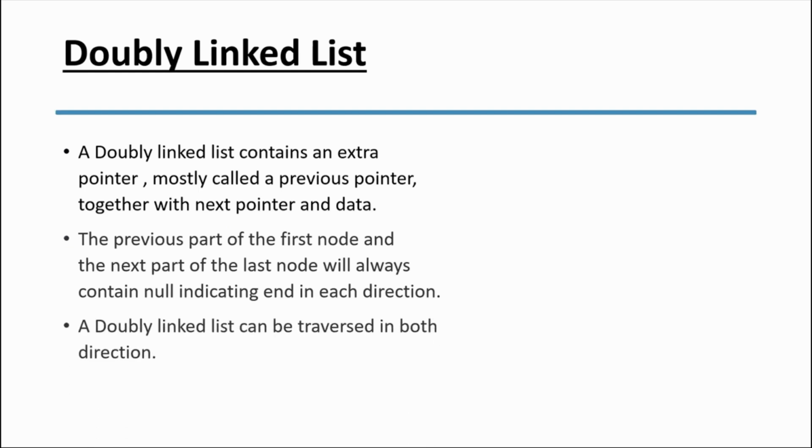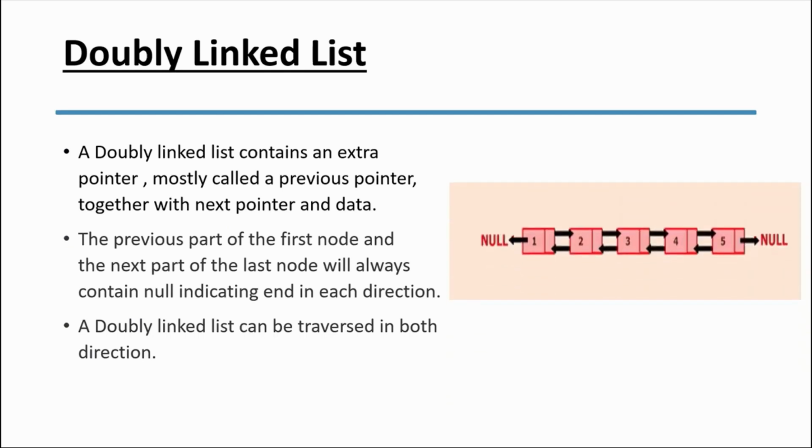And a doubly linked list can be traversed in both directions, that is the forward direction and the reverse direction. So this is an example of a doubly linked list. We can see that the last pointer is pointing to null and the first pointer is also pointing to null. So let's see the doubly linked list in a bit more detail.